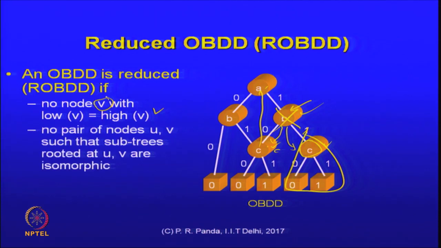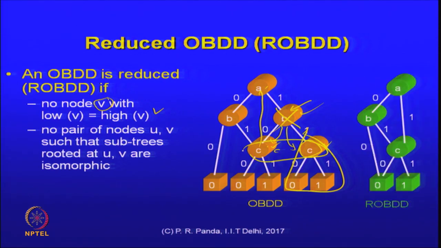That is one. Other property is there should not be a pair of nodes U and V such that the subtrees that are rooted at U and V are isomorphic. That is which example? That is this C example that we said there is duplication there, and if there is duplication I would like to get rid of one of them. These are the two redundancies. If I remove them, then you have essentially one copy of this function. B itself over there is redundant, so I remove that.